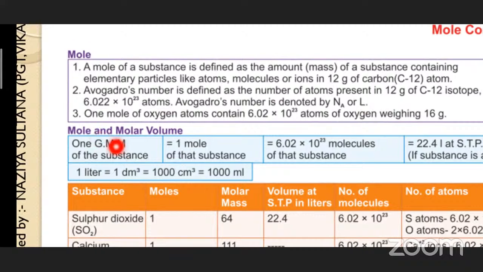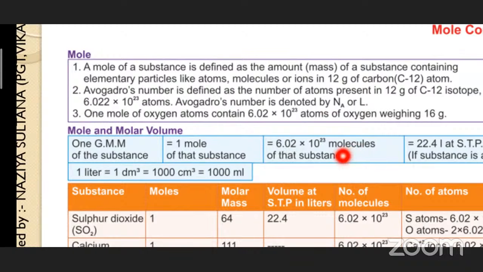So this is again given in an easier form. Let us see here. 1 GMM. What is GMM? Gram molecular mass. That means the weight equal to the molecular weight. That is what is called gram molecular mass. 1 gram molecular mass of the substance is what is called 1 mole of that substance. And 1 mole has how many molecules? It will have Avogadro number of molecules. So what is Avogadro's number? 6.02 into 10 to the power of 23 molecules. This has to come blindly into your mind.